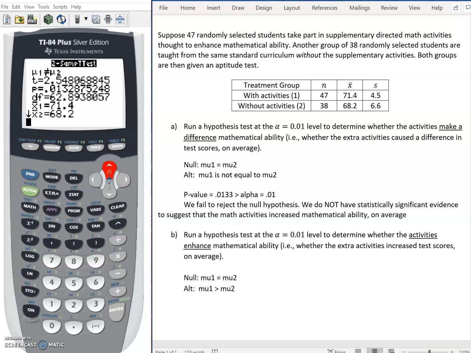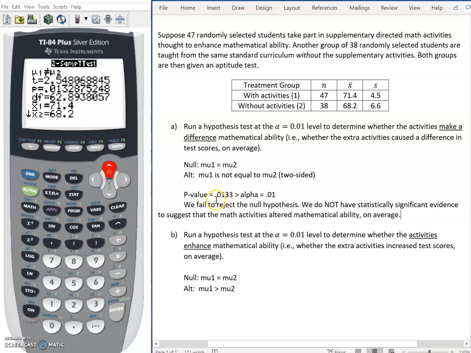It may have helped some students, it may have hurt other students, but if we look at them as a group, right, on average, then we don't have enough evidence to suggest that, sorry, not that they increased, that math activities altered or changed or made a difference in mathematical ability, since we're just looking for some kind of difference, right? Our two-sided alternative here.